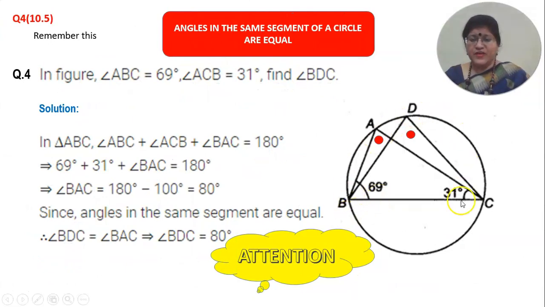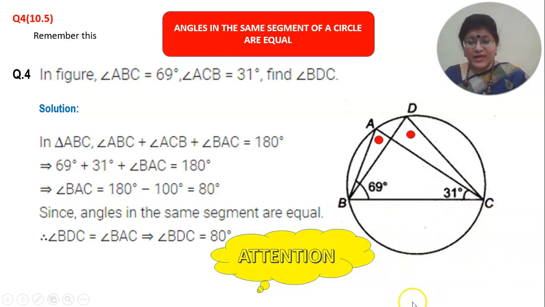Now, in this figure, it is mentioned that BC is the chord, and you have to find out the measure of angle BDC. Students, by looking at the diagram, you should be able to say which property to apply. So how do you go about doing that? Look for the chord BC. Since BC is the chord, look for angles in the same segment.